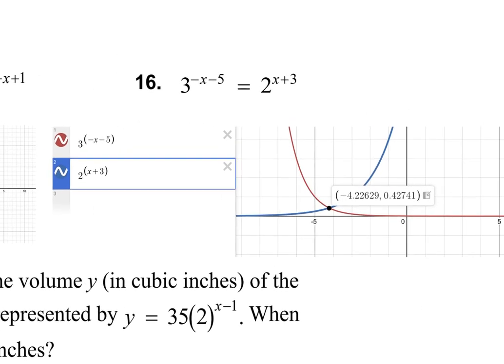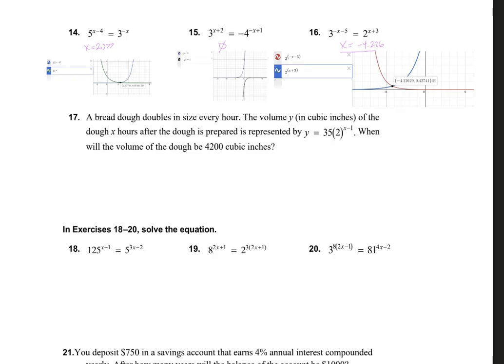And then over here, again, two curves. They do cross. And so it is when x is negative 4.226. Cool.